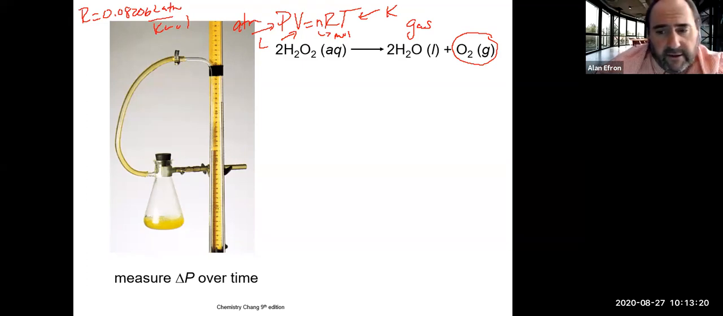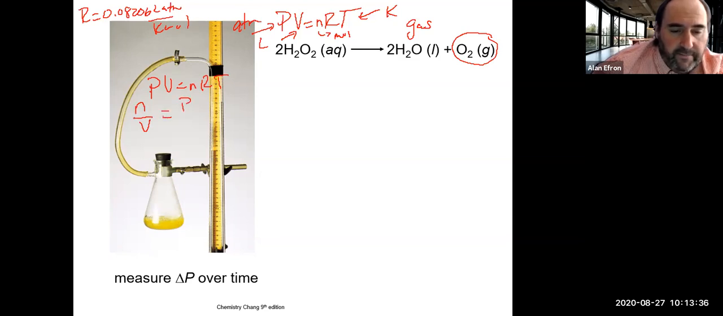So you may say to yourself, why would measuring the change in pressure be helpful to figure out concentration? Hopefully you remember from Chem 50, if you take PV equals nRT and solve for n over V, it would equal P over RT. And if you think about the units we just talked about, n is moles, V is volume, which is liters, that is moles per liter, that is the molarity.